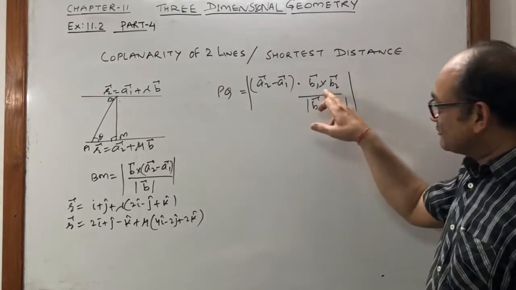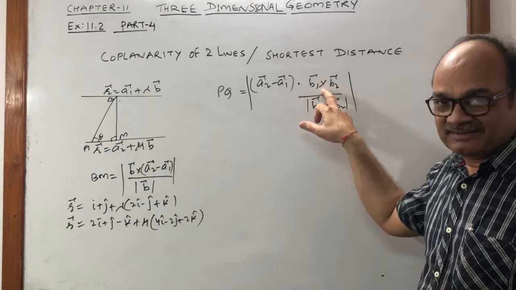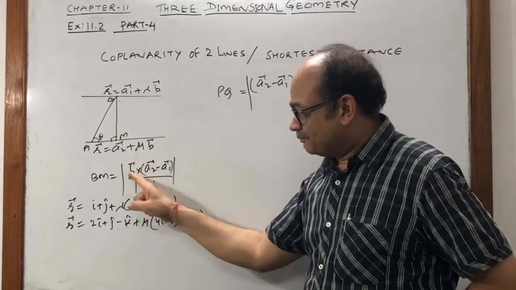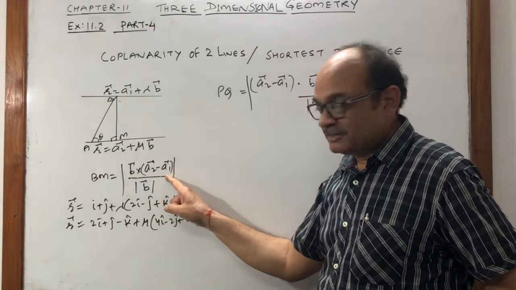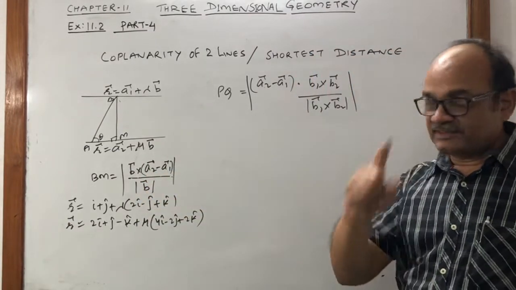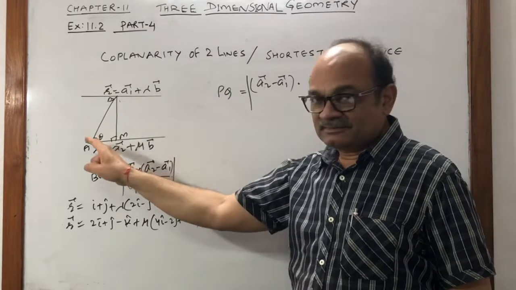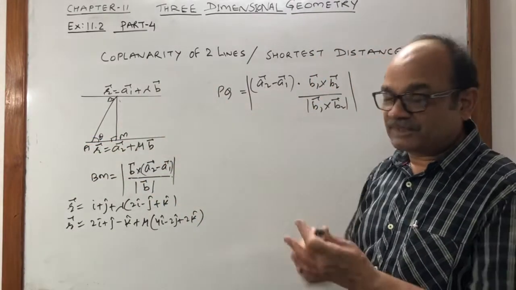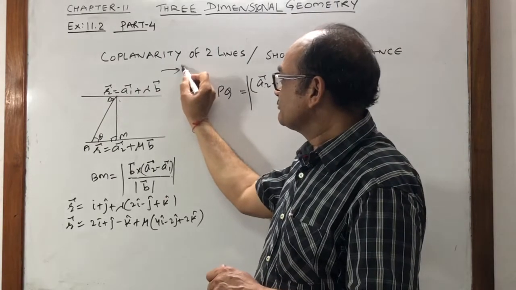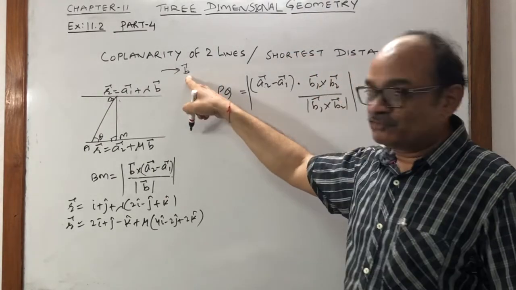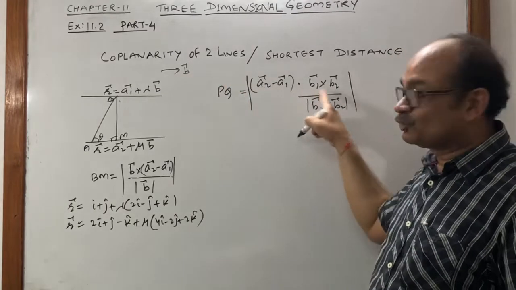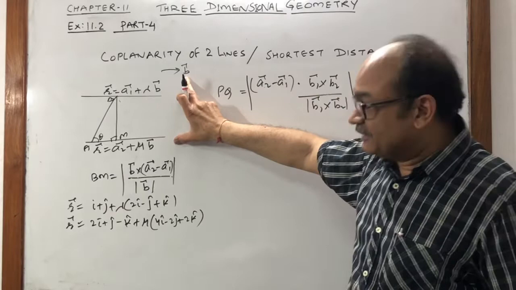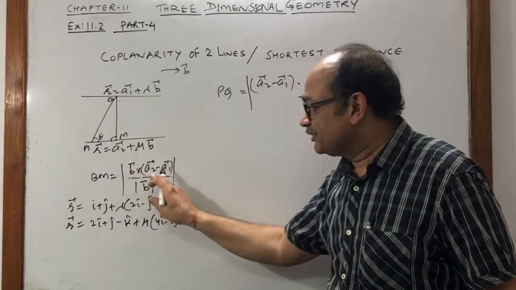So don't apply this formula whenever two lines are parallel. When two lines are parallel, we have to use this formula: B cross A2 minus A1 divided by magnitude B. Why? Because these two lines are parallel. It means their DRs are parallel to a particular vector B. This one is vector B. So both the lines are parallel to vector B, not B1 and B2 two separate. And when these two are parallel to the same vector B, the shortest distance is B cross A2 minus A1 divided by magnitude B.